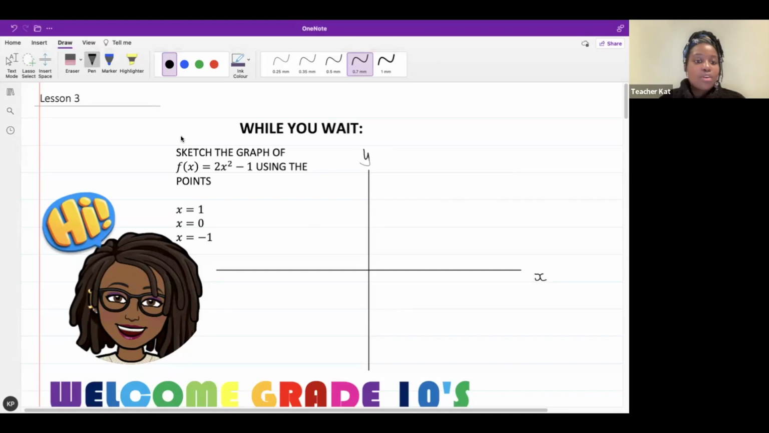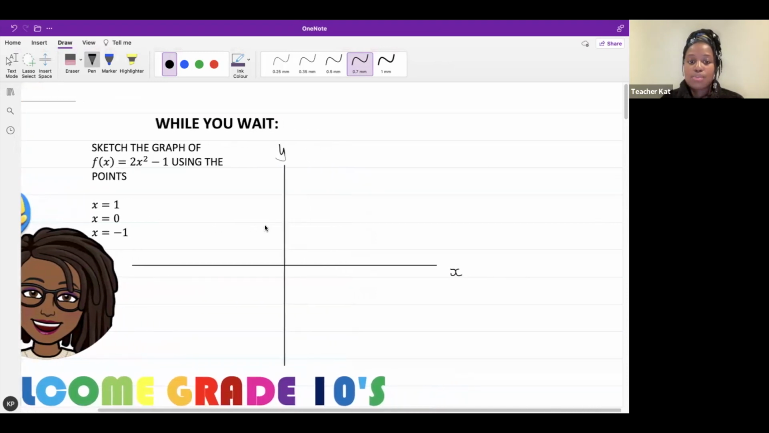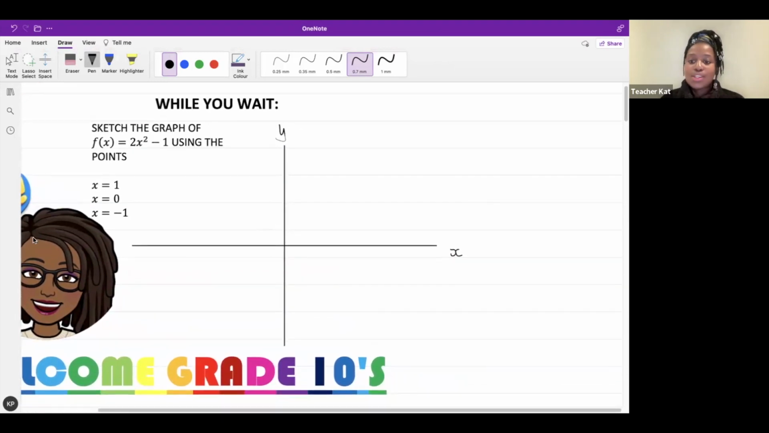I looked a little bit at your previous lesson, so we should be familiar with such graphs, quadratic graphs. So let's see what it takes for us to sketch this graph. All we're going to do is substitute the points given to us over here into my equation of the graph, which is f(x) = 2x² - 1.